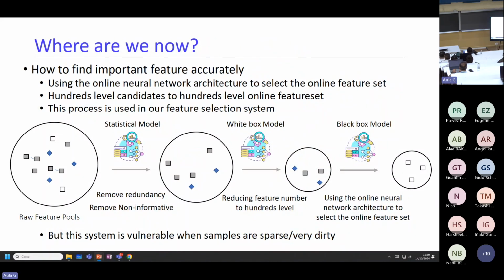Now we have fulfilled our third filter. It's using a black box model. So for this model, it uses the online neural network architecture to select from 100 features to another 100 features for serving online. But this system is vulnerable when samples are very sparse or very dirty.